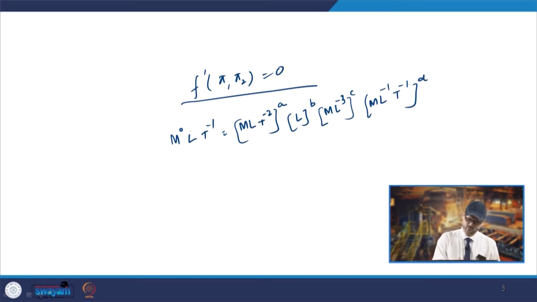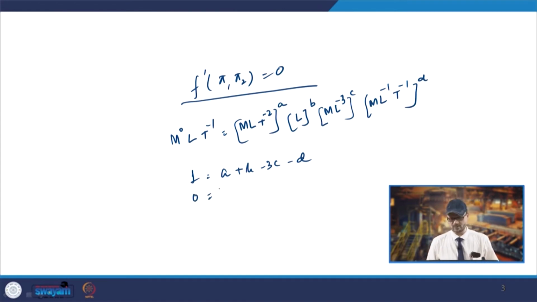So, basically the equation can be equated. On this side it is 1, and if you look at the other side it will be a plus b, then minus 3c and minus d. So, 1 will be a plus b minus 3c minus d. Similarly, for M, 0 will be equal to a plus c and here also plus d. And if you go for t, it is minus 1 on this side, and on the other side it is minus 2a and similarly minus d.